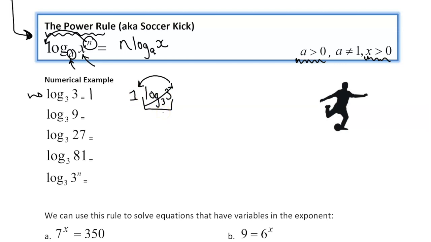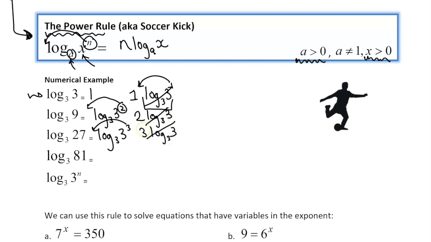Nothing too exciting. But if you start looking at a couple other examples, log base 3 of 9, what if I rewrote this and said log base 3 of 3 squared? Well, I know that this 2, based off of what we're saying here, if you kick it in front, we'd have 2 log base 3 of 3. And I know that reduces to 1, and so I get the answer of 2. Right here we have log base 3 of 3 cubed, or 3 kicks in front, and we would have just an answer of 3.